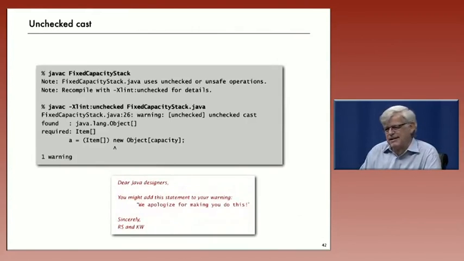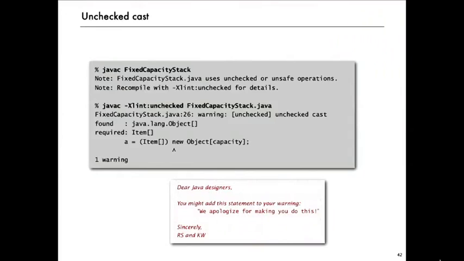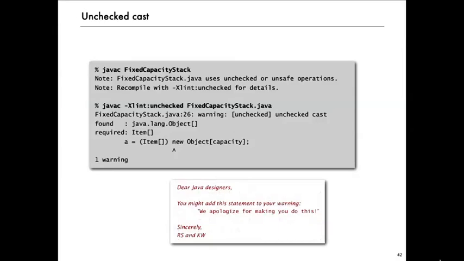I think maybe they might have added to this warning statement, we apologize for making you do this. It's not our fault that we had to do that. We had to do that because of your requirement about not allowing us to declare generic arrays. So with that note, please don't think there's something wrong with your code if you follow our prescription and get this warning message.